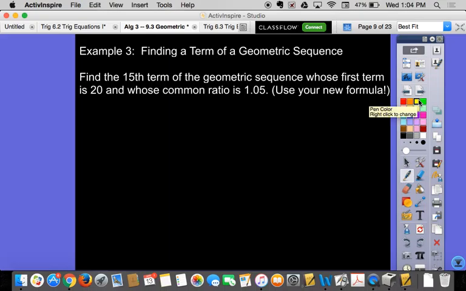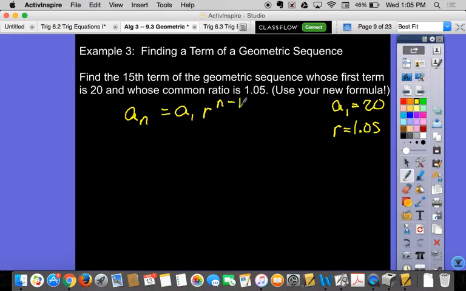Example 3 says finding a term of a geometric sequence. Find the 15th term, and all they tell you is that the first term is 20, and the common ratio is 1.05. Well, the only thing you have is the formula that you just learned, so you've got to use it. Come in here and put your 20 in. 1.05 goes in place of r. And you now have your formula.